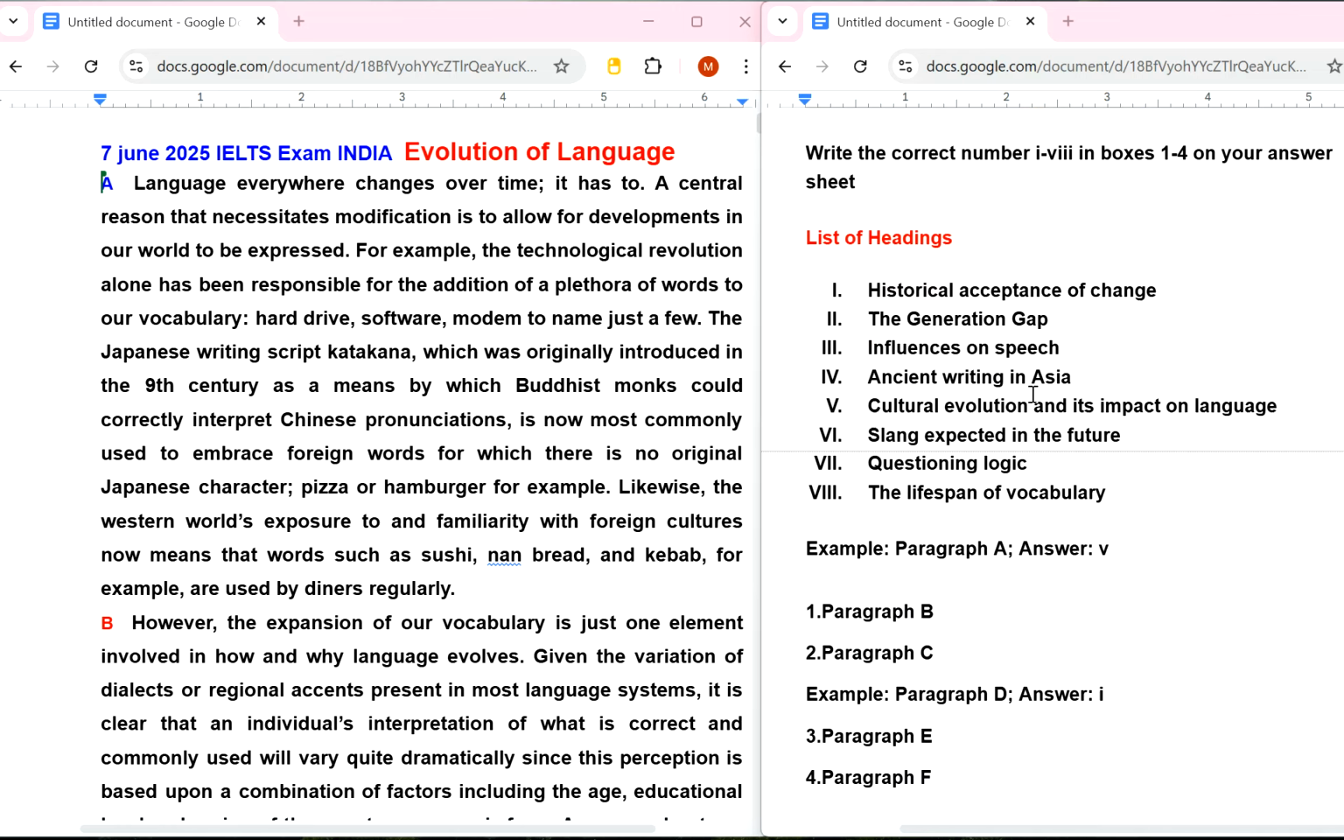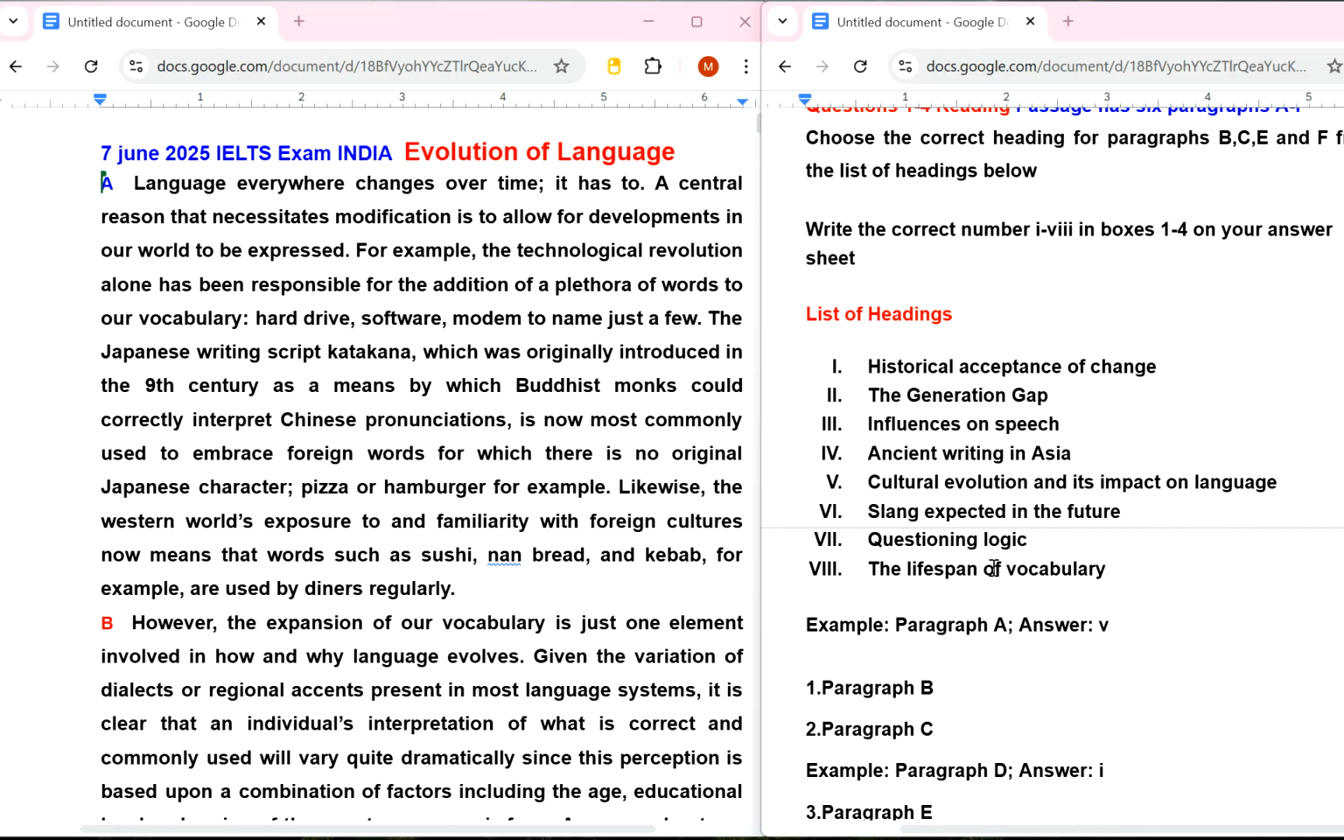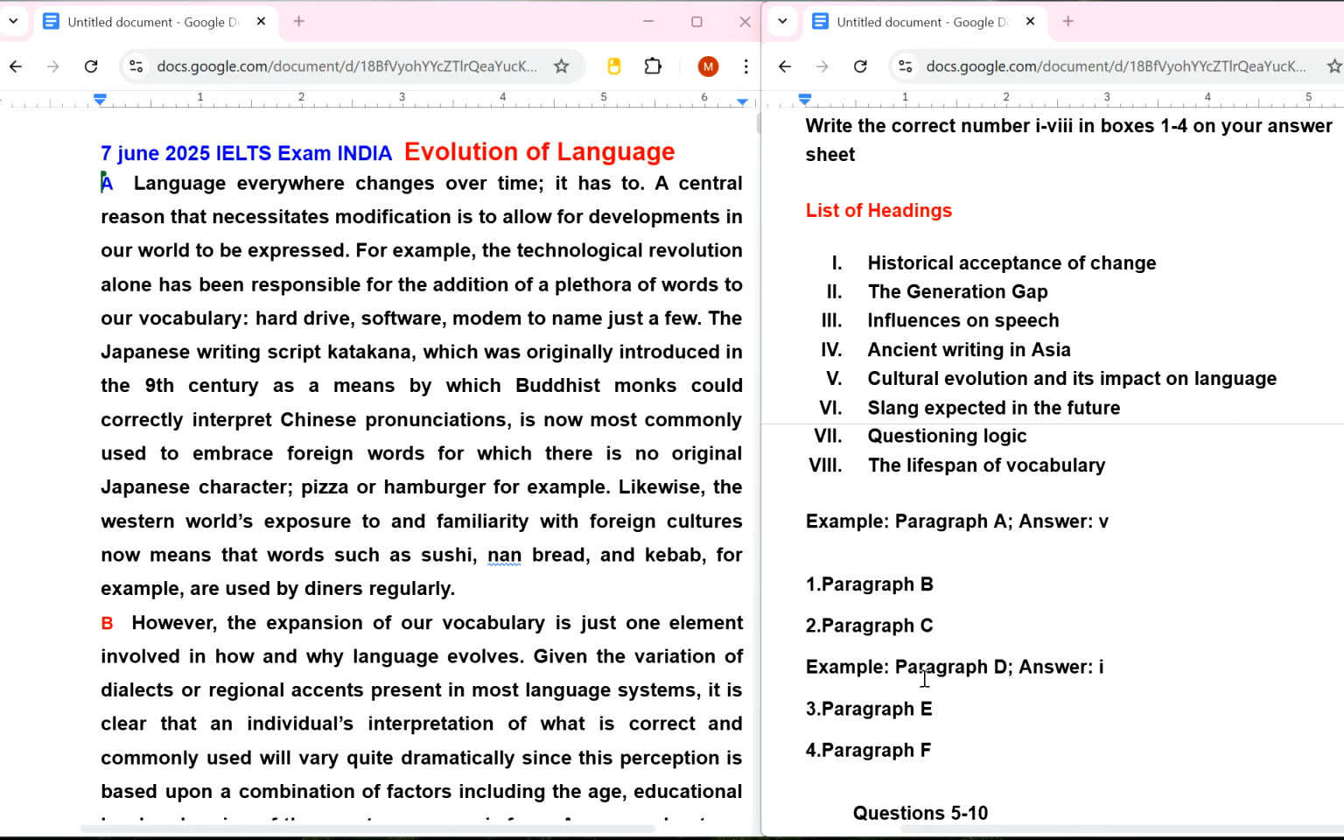So here they have already given examples. For paragraph A they have already selected the 5th option, and for paragraph D they have already selected the 1st. So it means we have to select answers for paragraphs B, C, E and F. Four questions are there. Okay. So how will we do it?